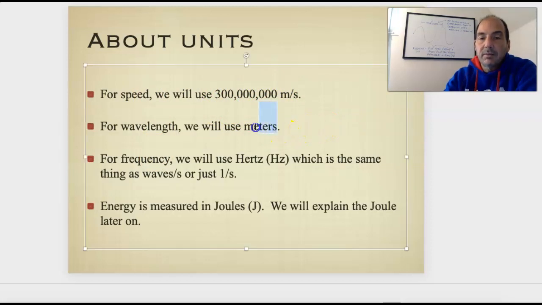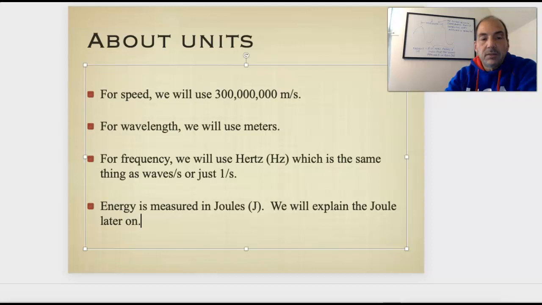So the wavelength has to be in meters if we're going to talk about meters per second. Frequency is measured in hertz, which is essentially just the same thing as 1 over seconds. So you have meters, you have 1 over seconds, put them together, you get meters per second. Energy is measured in metric units called joules. We'll get into the joules a little bit later. It's based on the idea of kilograms, meters, and seconds. For right now, I just want you to know that it is measured in joules.